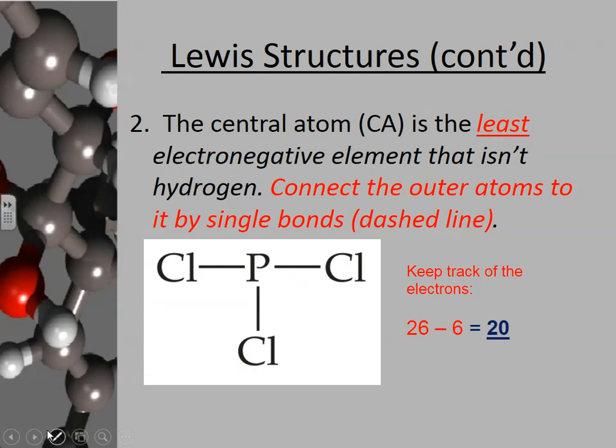The central atom here is going to be your least electronegative element that isn't hydrogen. Hydrogen typically goes on the outside, remember, because it follows the duet rule. You're going to connect the outer atoms to the central atom. Initially start with single bonds, dashed lines. Remember, a dashed line here represents 2 electrons being shared between the atoms. Keep track of your electrons. Here we've connected the 3 chlorines to the central phosphorus, and that's 2, 4, 6 electrons that we've used so far. So 26 minus 6 gives us 20 electrons that we still have to use.